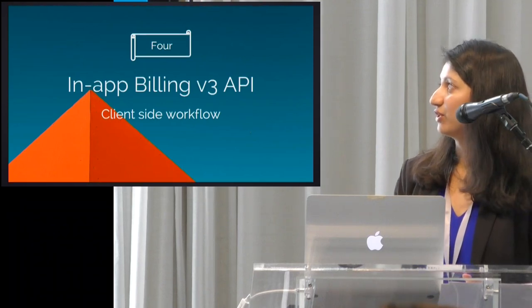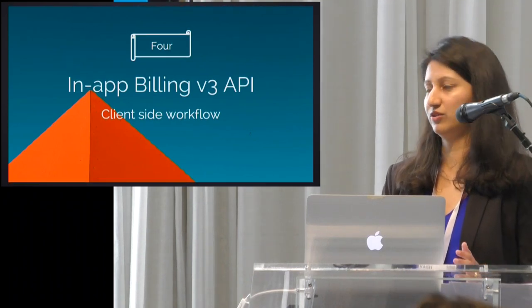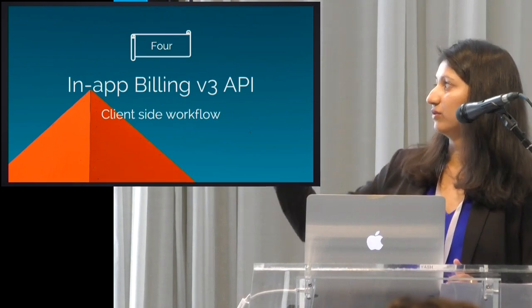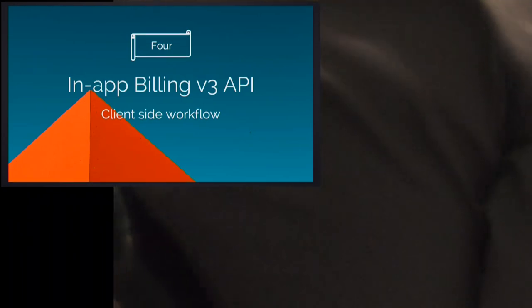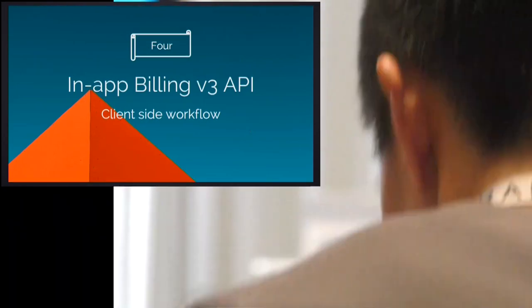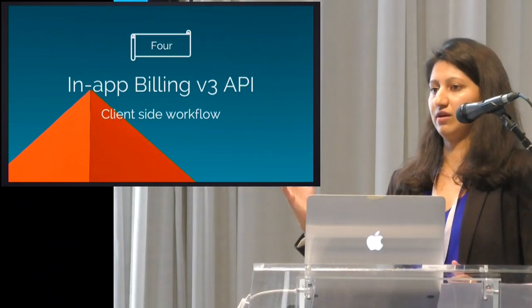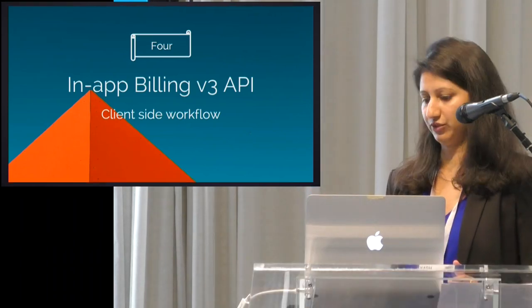Which brings us to what you would use on the client side to implement in-app billing. Know that you'll be using version 3 and not version 2. Version 3 was introduced in 2013 at Google I/O. It's a synchronous purchase workflow, unlike version 2.